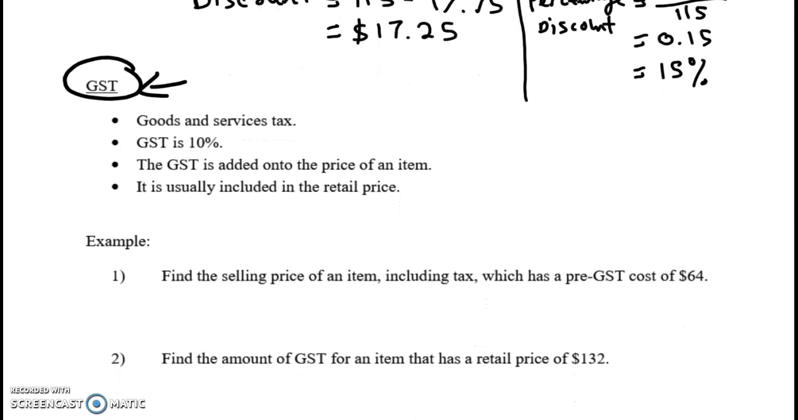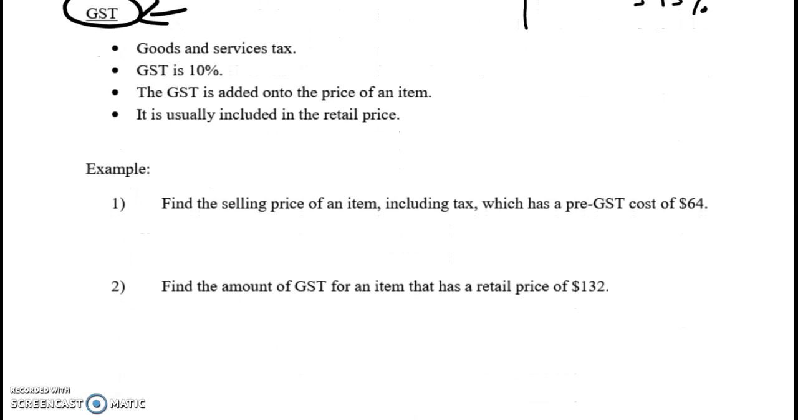Let's now have a look at some questions involving GST. Well, GST, what is it? That's the goods and services tax. And so every item that's sold in the shops will have GST added to it. So that's an extra 10% of the price added to it. And that's a tax that goes to the government. Now, the only thing that doesn't have a GST on it are essential products like bread and milk, things like that.